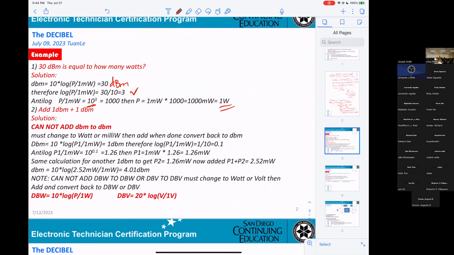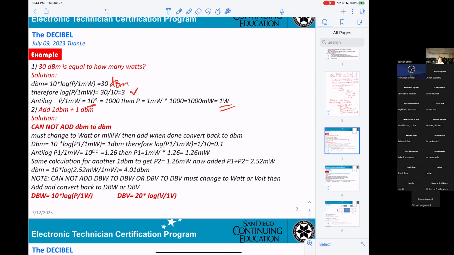Now, the next problem: they want to add 1 dBm to 1 dBm. Okay? Try to see what we can do. First thing, they said you cannot add dBm to dBm. You must change to watt or milliwatt, then add. Okay? That means you cannot add dBm.